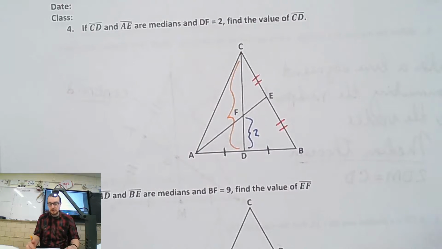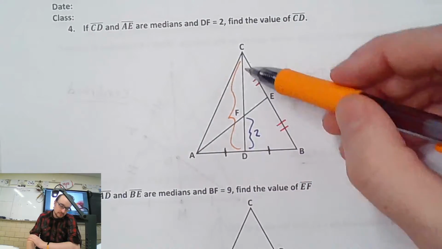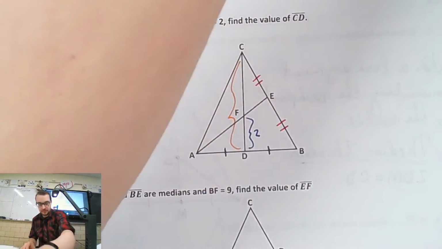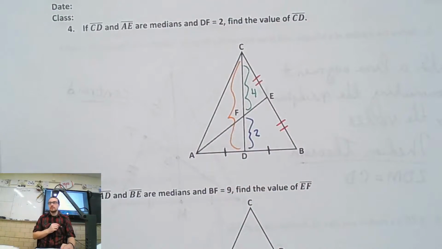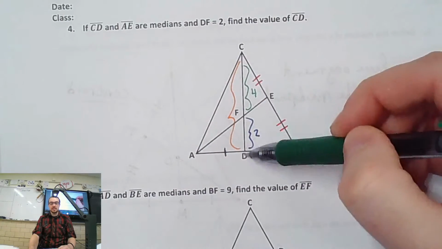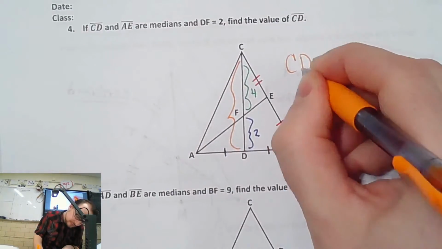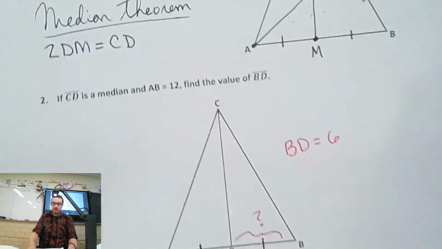All right, walk me through your logic. Well, DF is 2, and then CF has to be double what DF is. Exactly. That's the median theorem, right? So CF would be 4, which would make it 6. So careful, CF is 4, but they're not asking about that. They want to know about CD. So what's CD? 6, right? 6 seems to be a very popular answer. I just want to make sure. 6 is a very popular answer today.